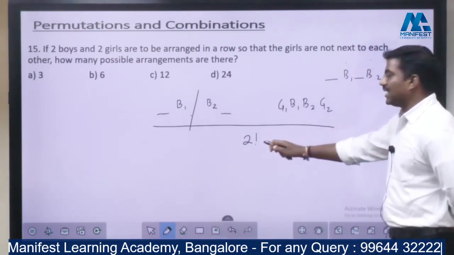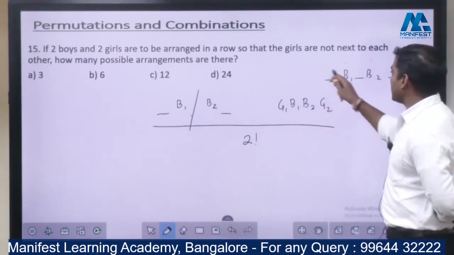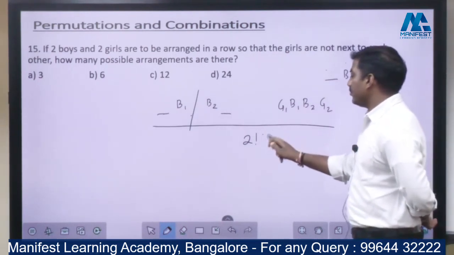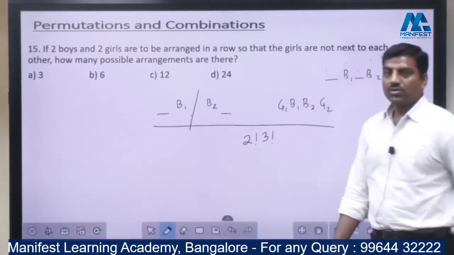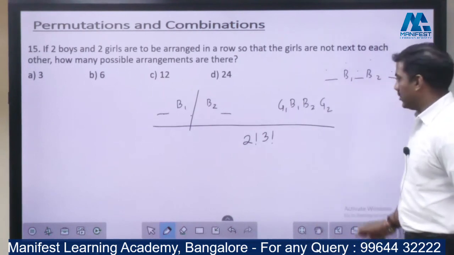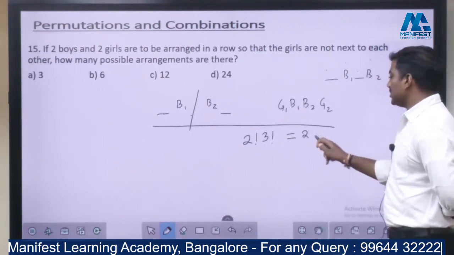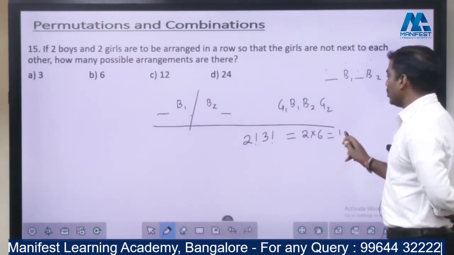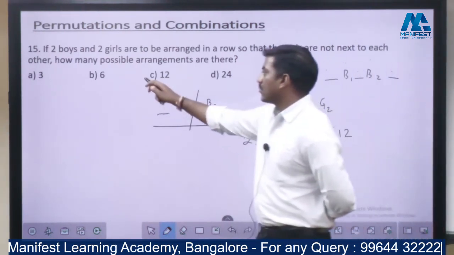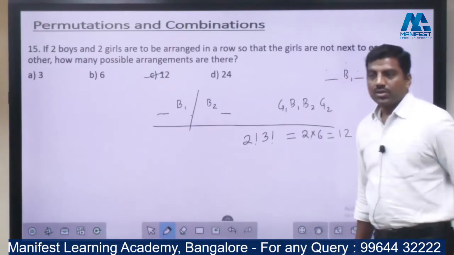Boys have 2 positions. That is why 2 factorial. Girls have 3 positions. That is why 3 factorial. 2 factorial into 3 factorial. So this is 2 into 6. That is equal to 12. Done? We'll wind up here.